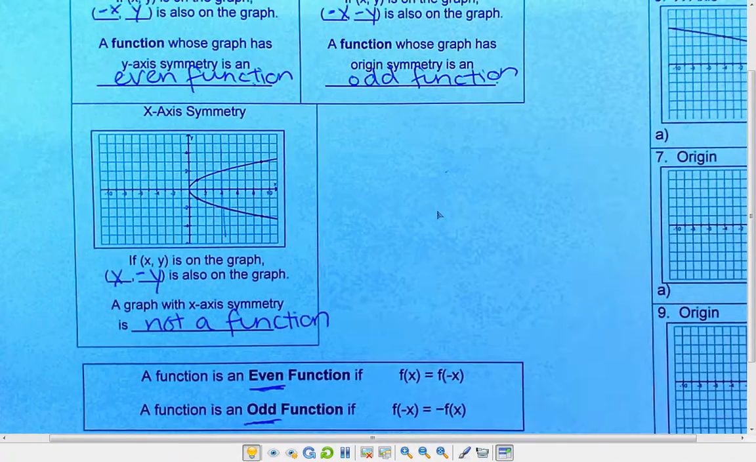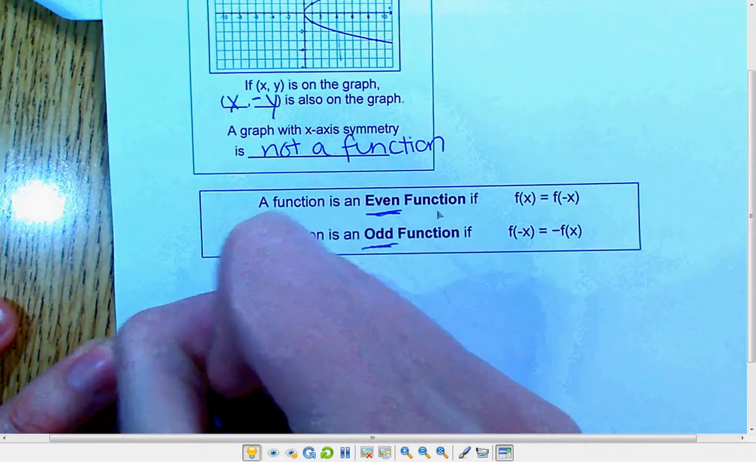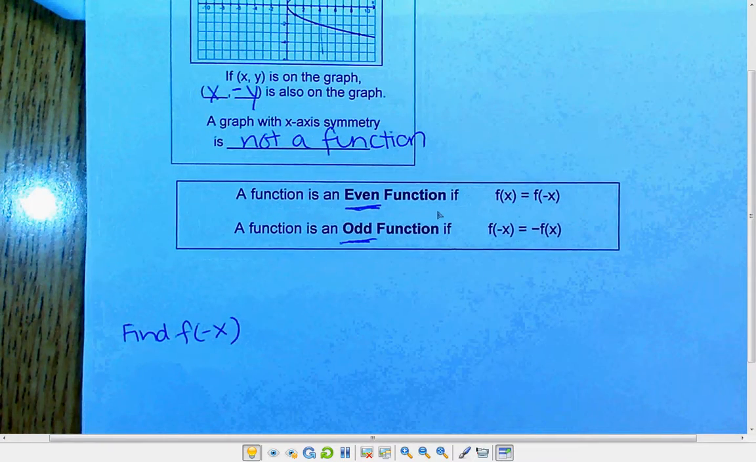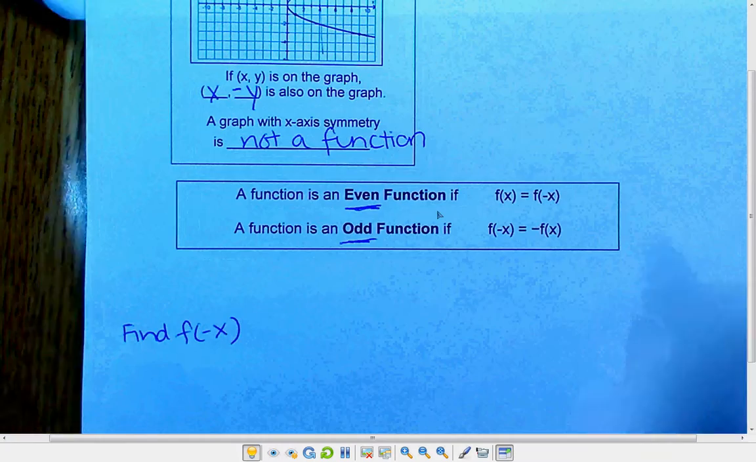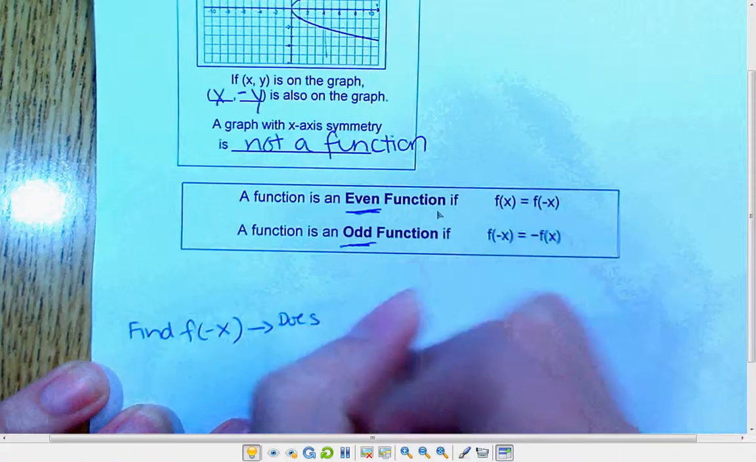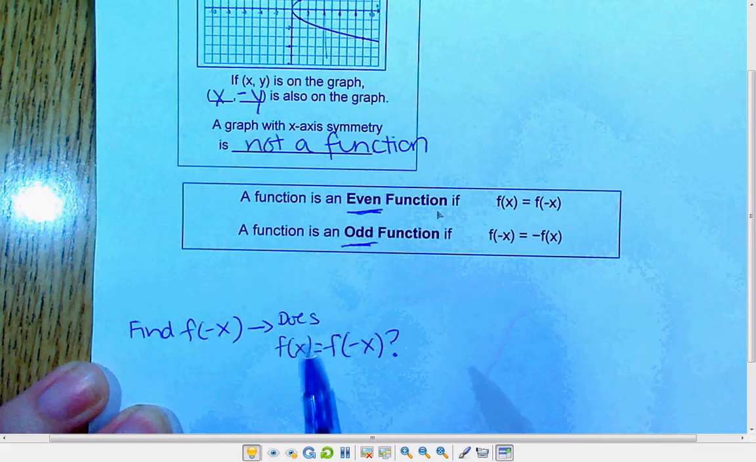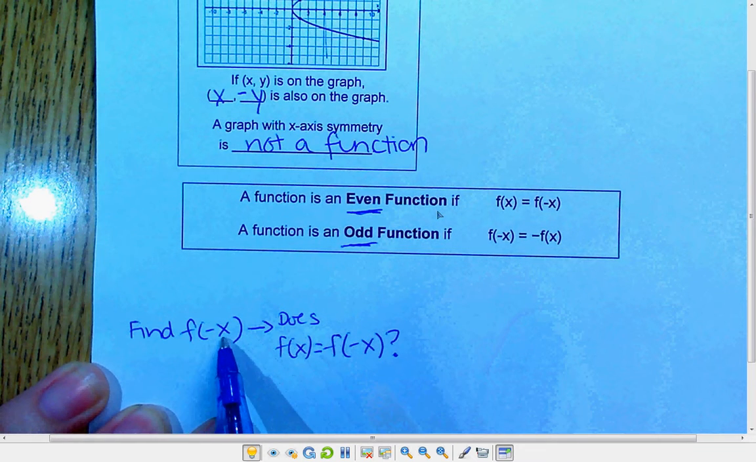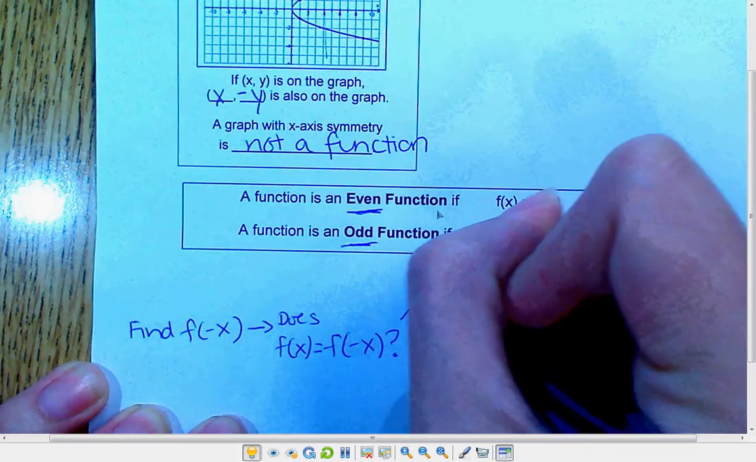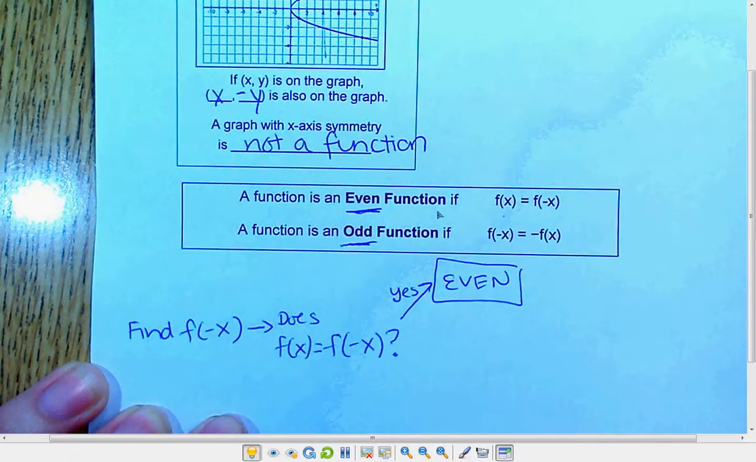When we do this algebraically, let me first give you a couple of steps. We're going to start off by finding f of negative x. That's the very first step when you have an algebraic problem. Then you're going to see, does f of x equal f of negative x? Is the function you found going to be equal to the function that you started off with? If yes, then it tells you the function is even and you're done. You don't have to do anything else.